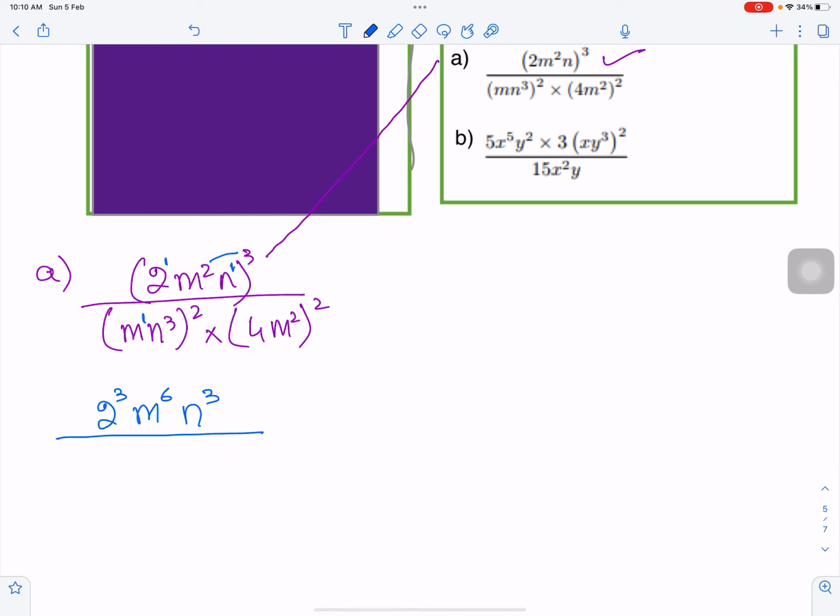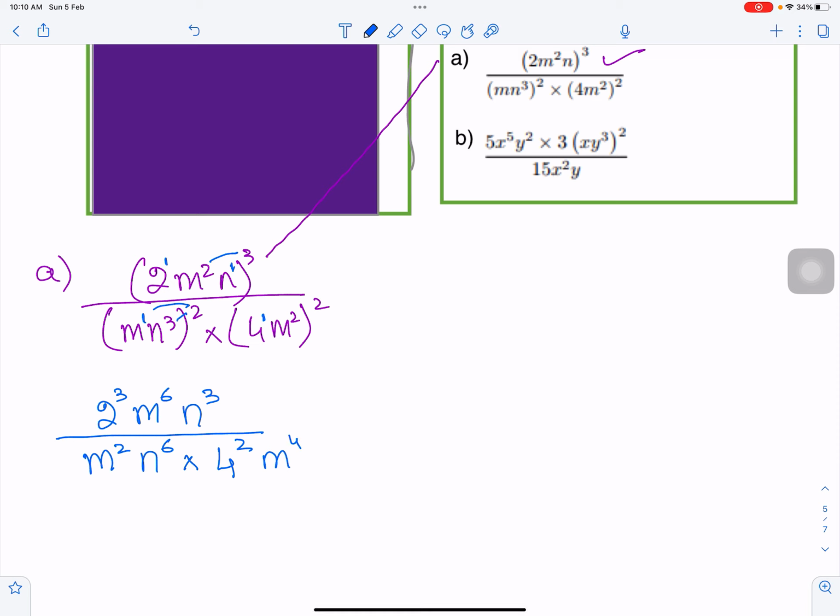No power mean it's 1. 1 2s are 2. 3 2s are 6. Similarly, no power mean it is 1. 2 1s are 2. Mostly students forget to do this step. And m has power 2, so 2 2s are 4.